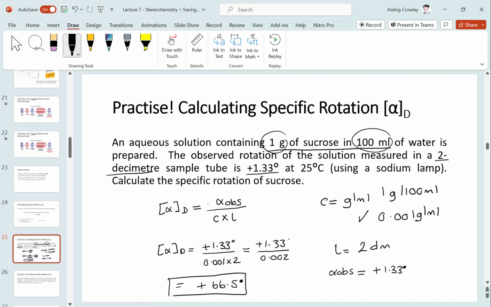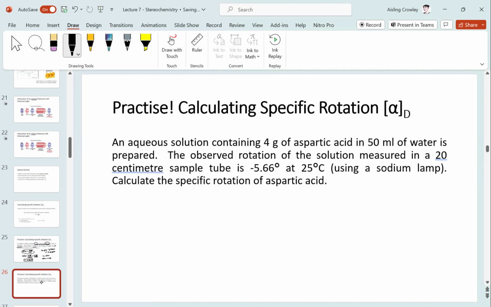So the calculation isn't tough. I think most students find them fairly okay, it's just a bit of practice. The main area you can go wrong is forgetting the actual equation. Let's look at one more. We have an aqueous solution containing 4 grams of aspartic acid in 50 ml. The observed rotation is measured in a 20 centimeter sample tube and gives us an observed rotation of minus 5.66. I should always be provided with those 3 pieces of information. If I don't have the 3, I can't do the calculation.